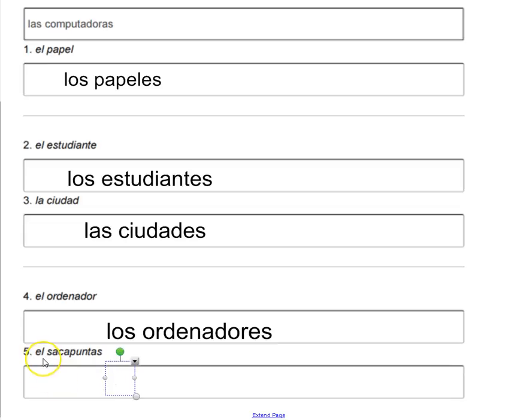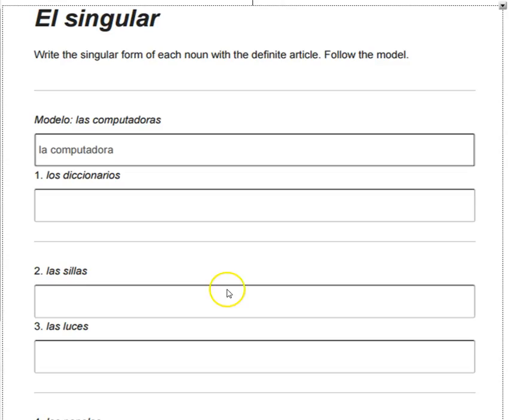Well, let's first focus on the word el to los. And let's make sacapuntas plural. Well, the way you make it plural is you just keep it the same. You don't need to do anything. Once it ends in S, just leave it like that. Coolness? All right. Let's do the next exercise here.